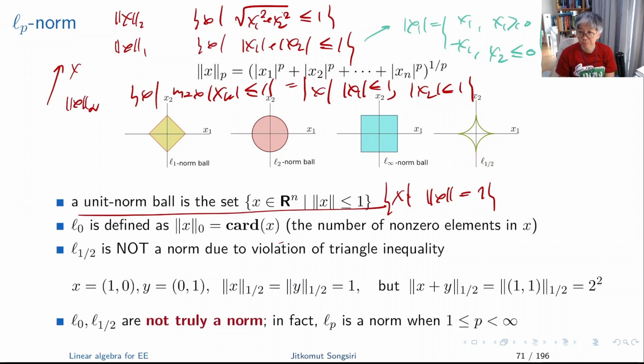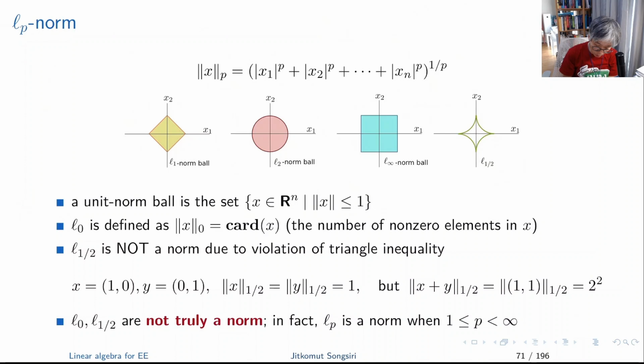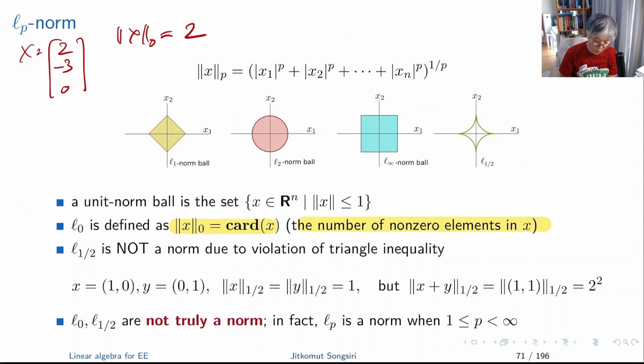When you decrease p from 1 to 1/2, 1/3, 1/4, all the way to 0, for L0 we have defined the norm as the cardinality of x. That is, the cardinality of x is the number of non-zero elements in x. For example, if x is 2, -3, and 0, the L0 norm of x is 2, because there are two non-zero elements in x.